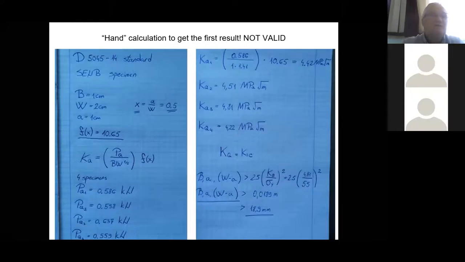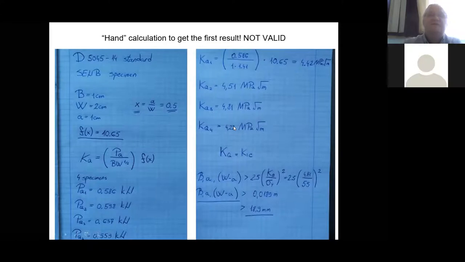appropriate equations, but this PQ, we used this maximum force, because PQ can't be much different from maximum force. And if our specimen is 10 millimeters thick, you can see it here, B, 1 centimeter, that's 10 millimeters, then the requirement for minimum thickness, we get 18.9. We are sure that that was not a valid testing. So these K values written here for four different specimens were not valid. And by looking at the fractured specimens, we found out what was the reason. And that will be explained later on by Miloš and Alexa.